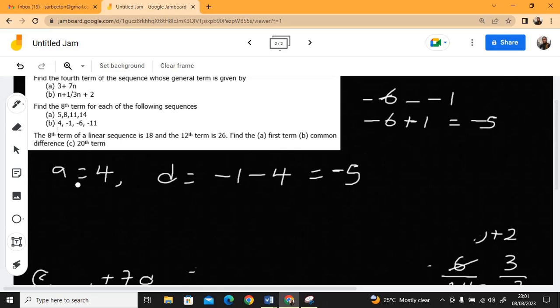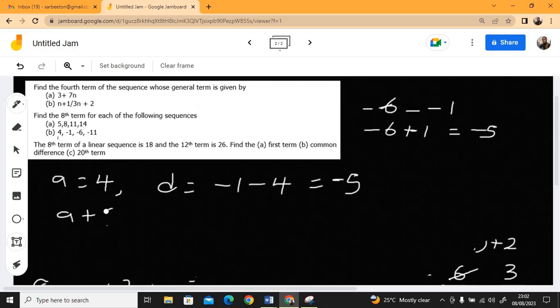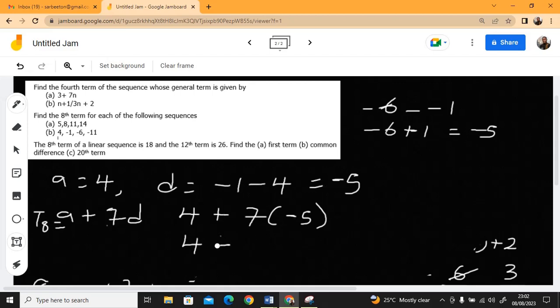So using this formula, you can now record that our 8th term will be a plus 7d. That is T8. My a is 4, plus my common difference, which is minus 5. I'm going to multiply. So that will be 4 plus times minus is minus. 7 times 5 is 35. So 4 minus 35 will give me minus 31. So this is the final answer for this one.